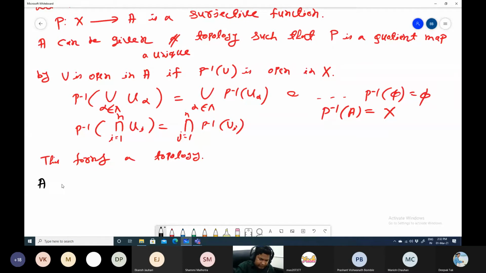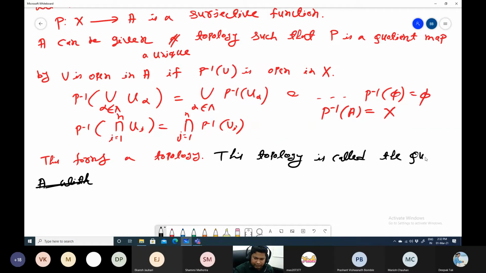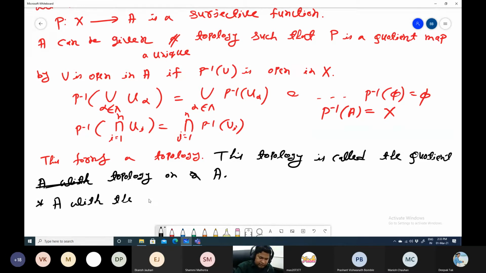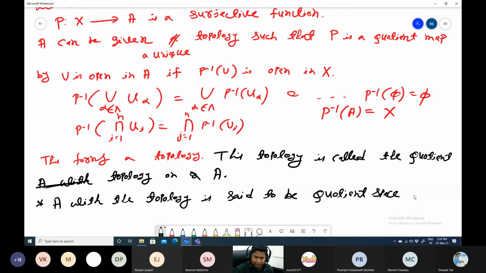Now A forms a topology. Now this topology is called the quotient topology on A. Okay, and also A with the topology is said to be a quotient space of X by the map P.